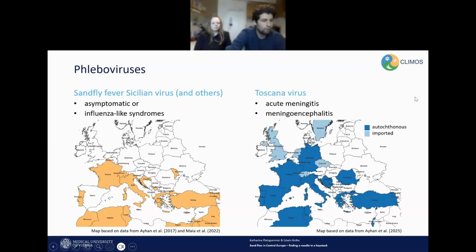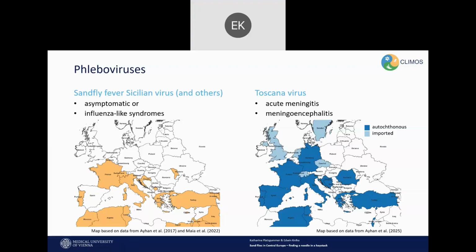And we have, on the other hand, Toscana virus, and also here you can see autochthonous and important cases mapped on the map here. The difference is that Toscana virus is neurotropic and can also cause acute meningitis and meningoencephalitis, and thus is of high medical relevance.